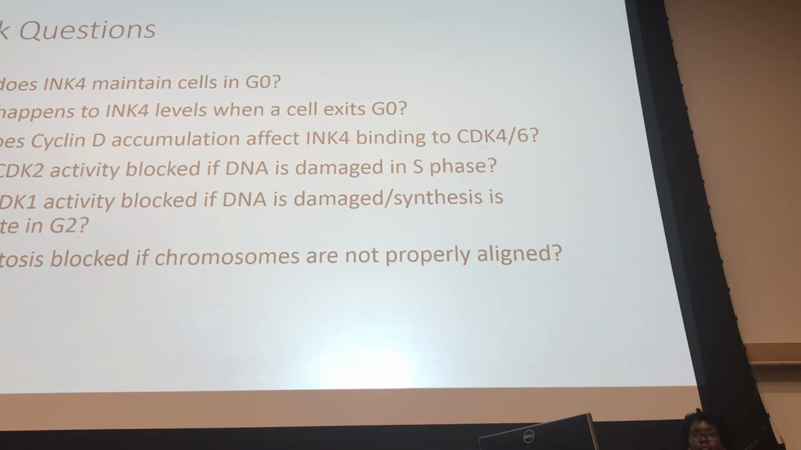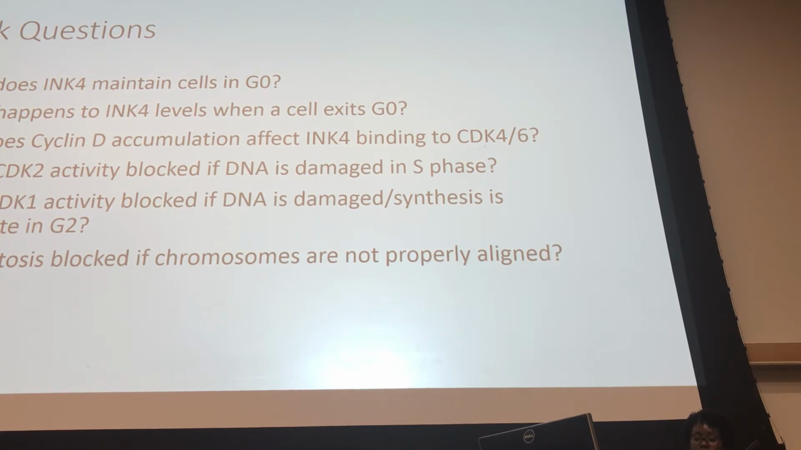Okay, so Rachel, how does INK4 maintain cells in G0? They're super high in G0, so they block cyclin D from binding to CDK4/6. Yep, so the levels are high in G0, and so they're able to bind to CDK4 and CDK6 so that cyclin D can't bind.